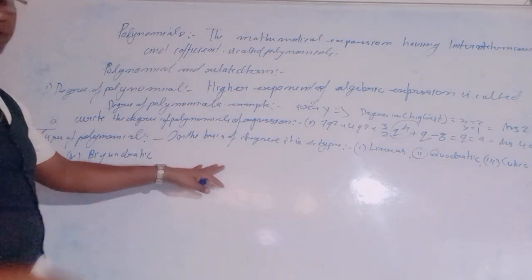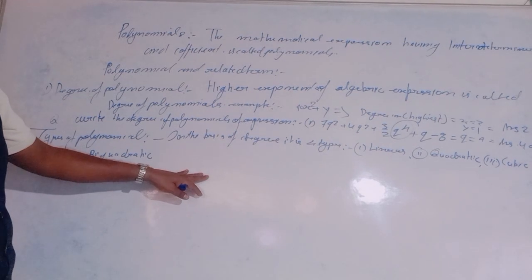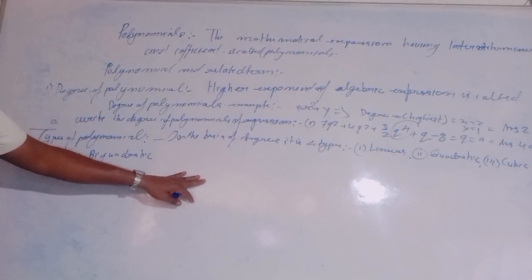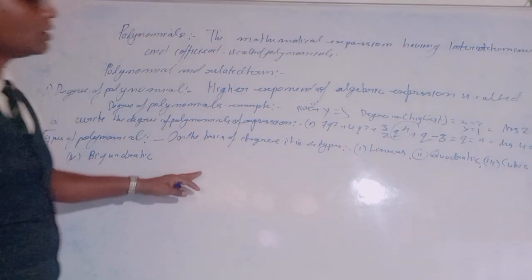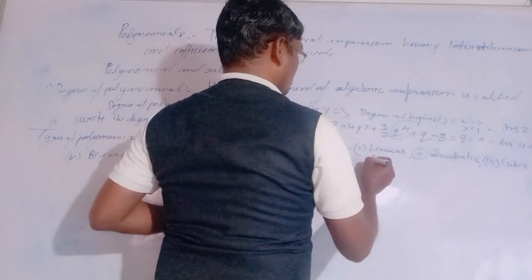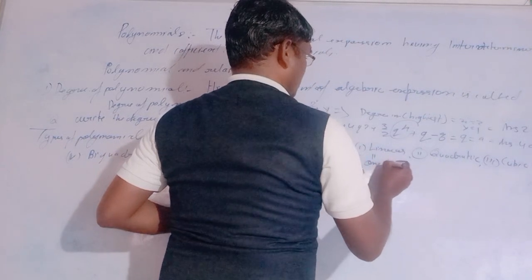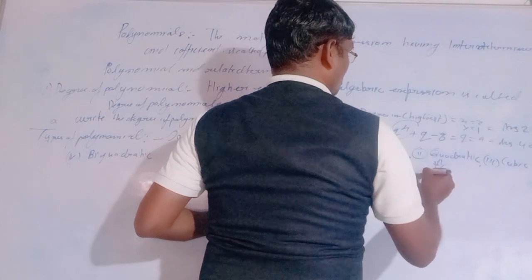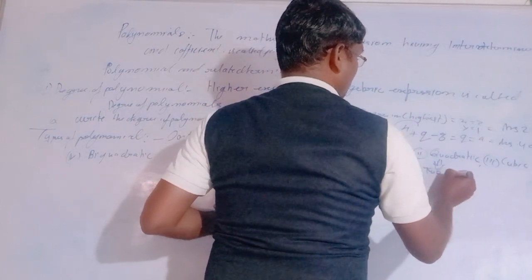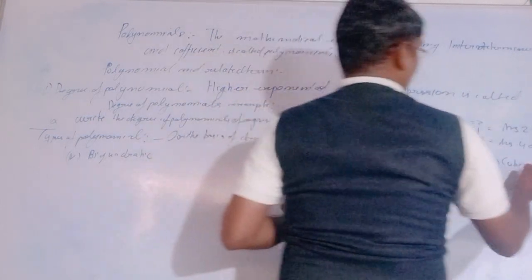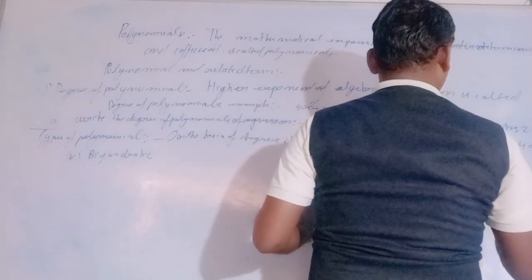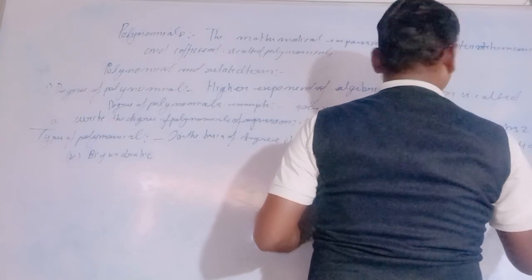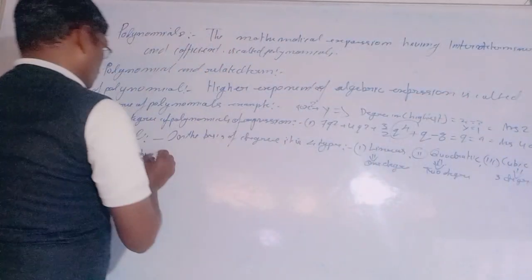On the basis of degree, suppose it contains 1 degree, which means the degree of the polynomial is 1. Linear means 1 degree. Quadratic contains 2 degree, the cubic contains 3 degree, and biquadratic contains 4 degree.